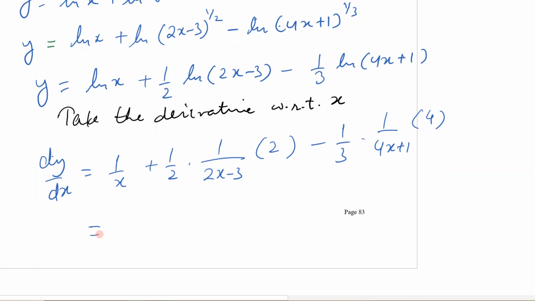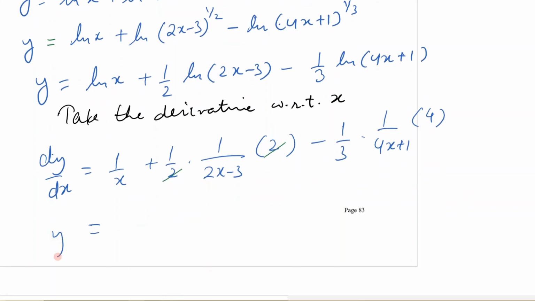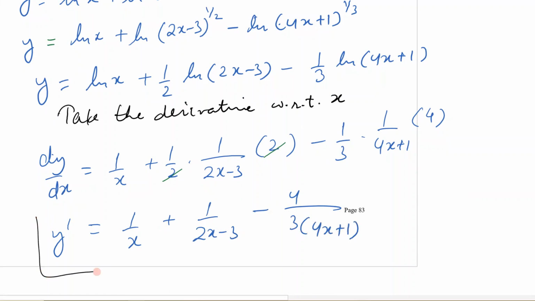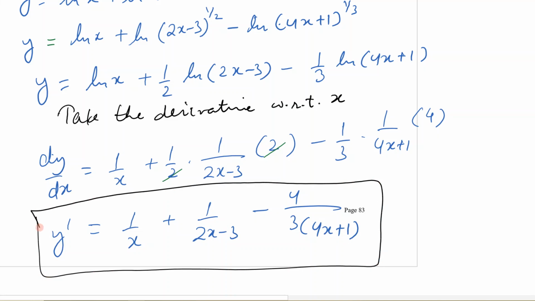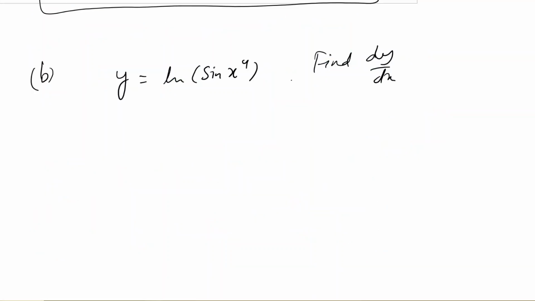Overall we notice that the 2 and 2 cancel, and we are left with the derivative: 1 over x plus 1 over 2x minus 3 minus 4 over 3 times 4x plus 1. So this is our desired solution. Let's try another one.